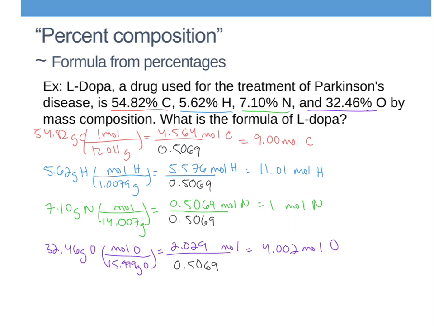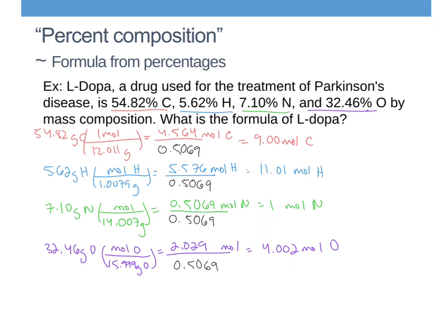Now, these ratios look good enough. These are real close to whole numbers. I'm set. If one of these was like 9.5 or 9.3, nowhere near a whole number, then I'd have to figure out how to multiply all of these up to get them to be whole numbers. If I had like 9.5, and the others were whole numbers, I'd multiply everything by 2 so I could get whole number ratios. In this case, I don't need to multiply by anything. This is 9 to 11 to 1 to 4.